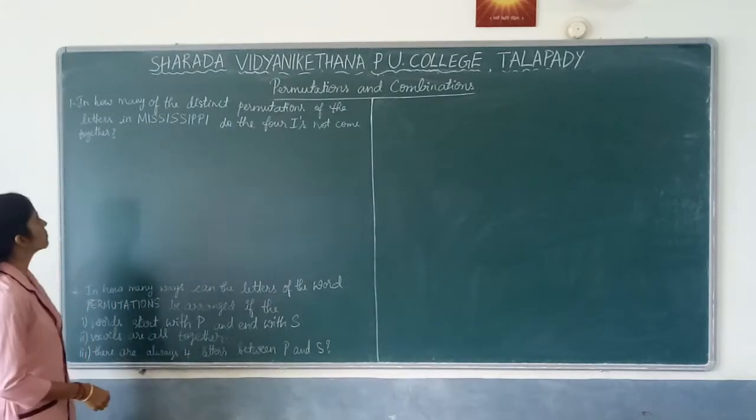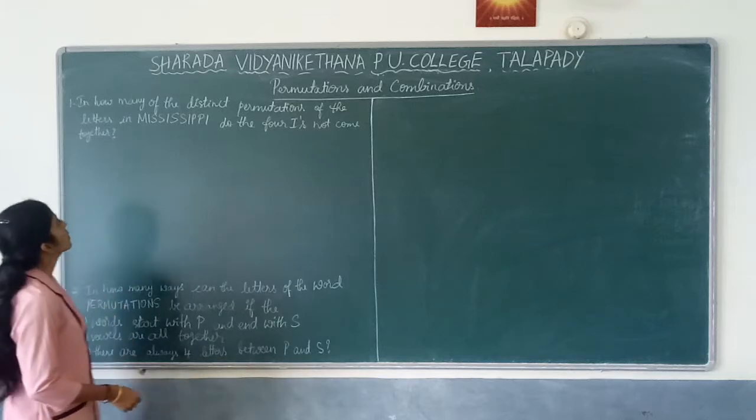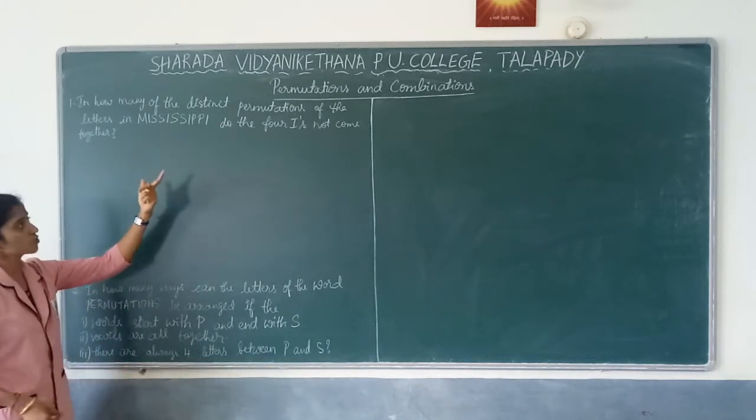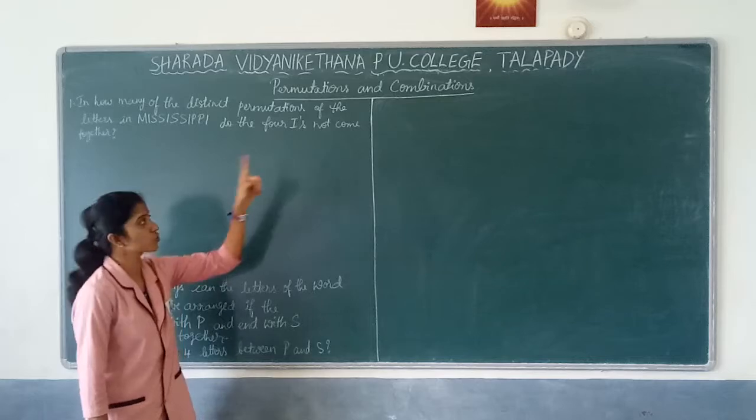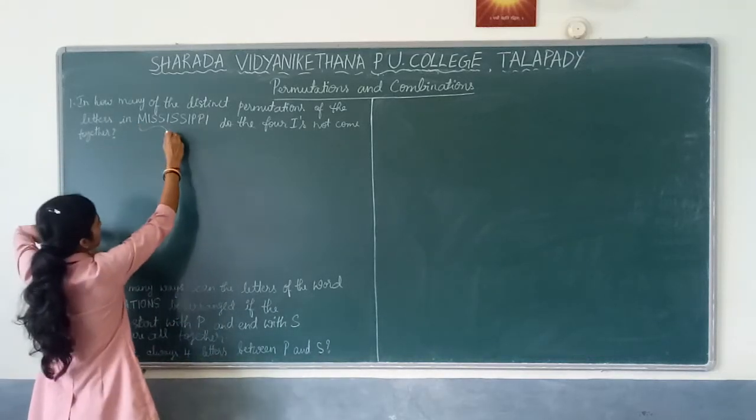Let's do the next problem. In how many of the distinct permutations of the letters in Mississippi do the 4 I's not come together? Now see, what we have to do is, let us consider this word, okay?